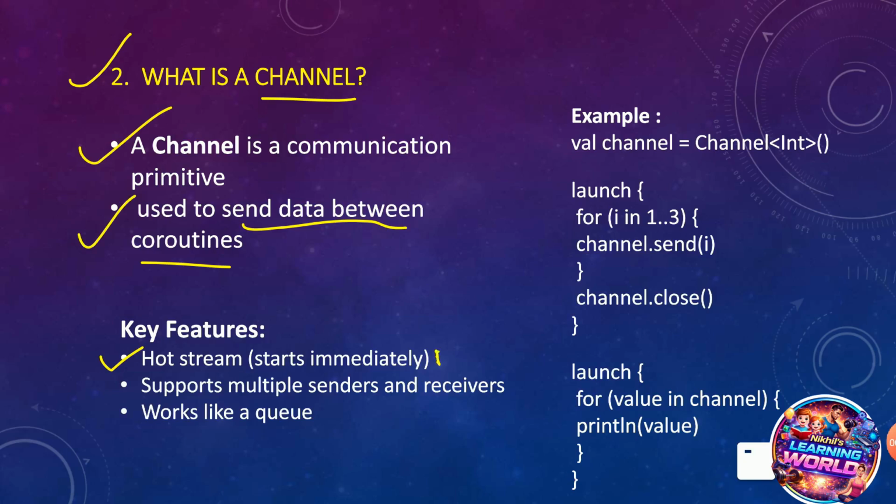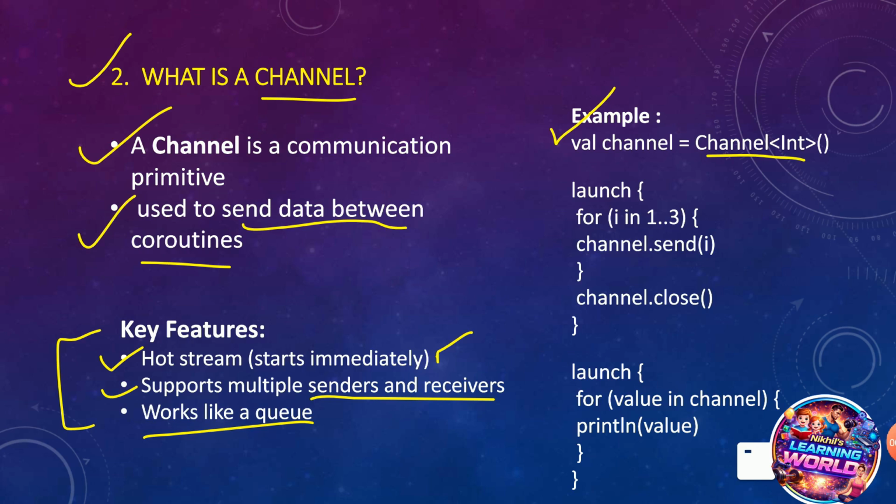You can see here an example: val channel equal to Channel of Int, launch, for i in 1 to 3, channel dot send of i, and channel close. Launch, for value in channel, and print value. You got the point? Channel is nothing but the communication bridge, or you can say primitive, and it is used to send data between coroutines.